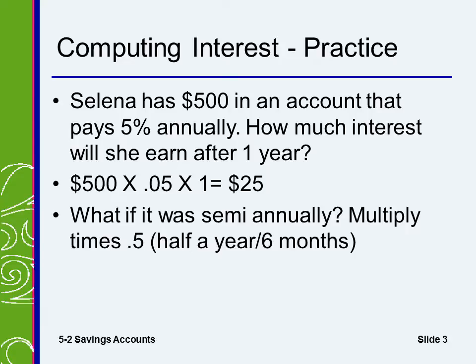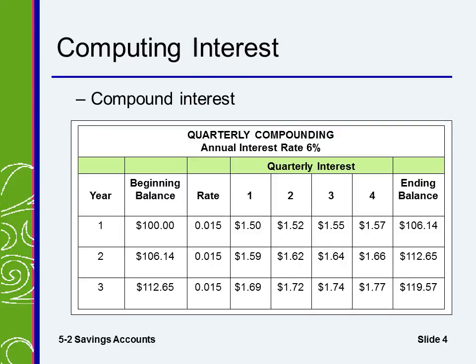Let's just say that she did it semi-annually. In that case, you would multiply it times 0.5, not times 1, so it would be showing 6 months rather than 1 full year. And that would give you 500 times 0.05 times 0.5 equals $12.50. I'm in the senior hallway near the workroom, so there may be some people coming in and out, but we're going to go ahead and move on to compound interest.